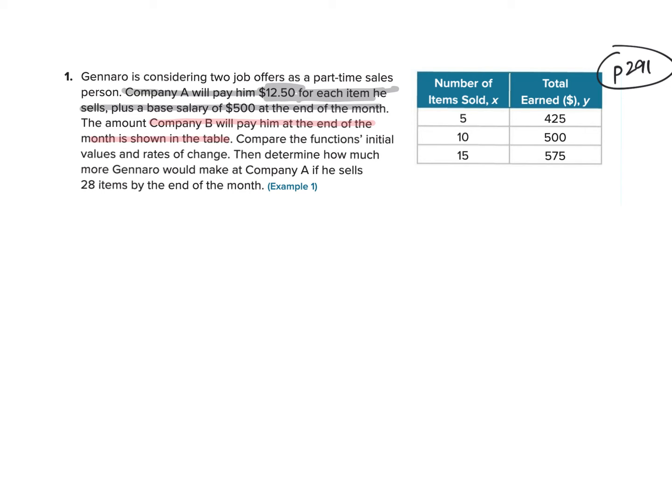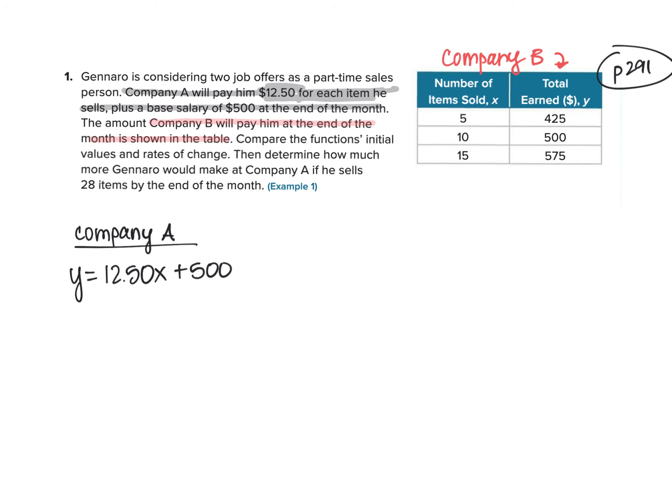Right away, as soon as they tell me that, I like to come over, and if there's a table or graph, I like to write that. I'm going to say, okay, right away, that's Company B. They're on the table. And then I also like to write down, well, what do I know? Okay, so I know Company A. I'm going to start with that. I know that they're going to pay him $12.50 every item. So that would be $12.50 per item. So I'll put the X by that. Plus that base salary of $500.